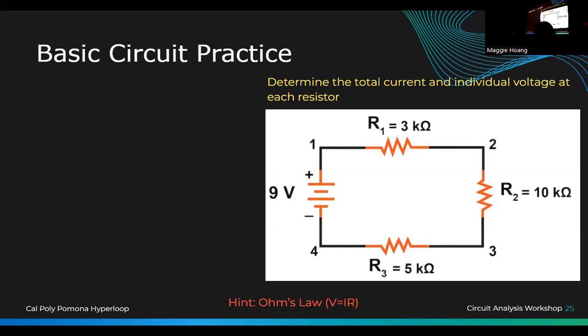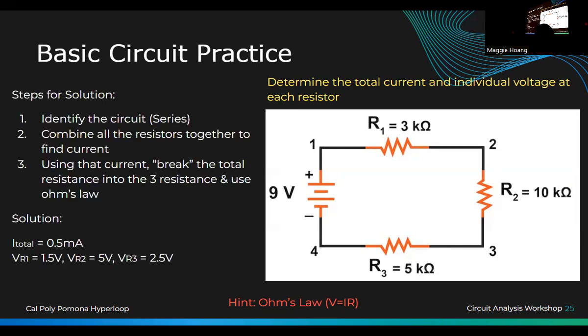And here is the answer, right? So everyone got those values, right?